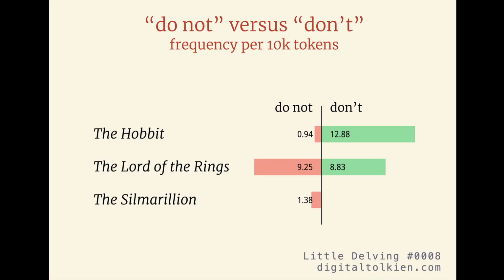Now, obviously, this has a lot to do with style. The Hobbit is a lot more casual in style. The Silmarillion is a lot more formal in style. And that's the main reason for this do not, don't distinction.